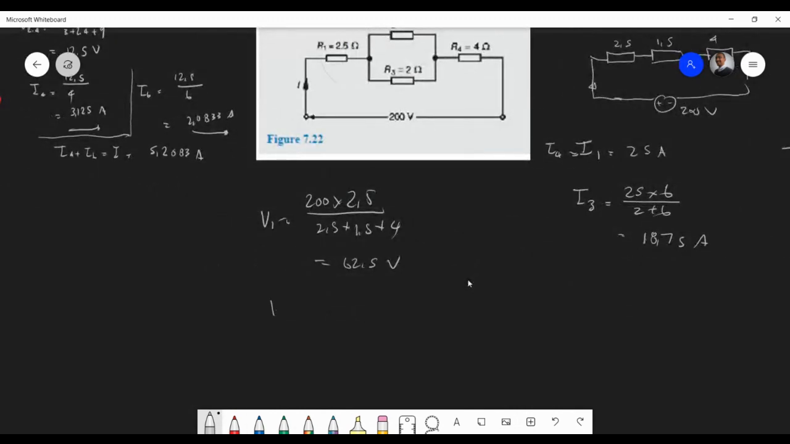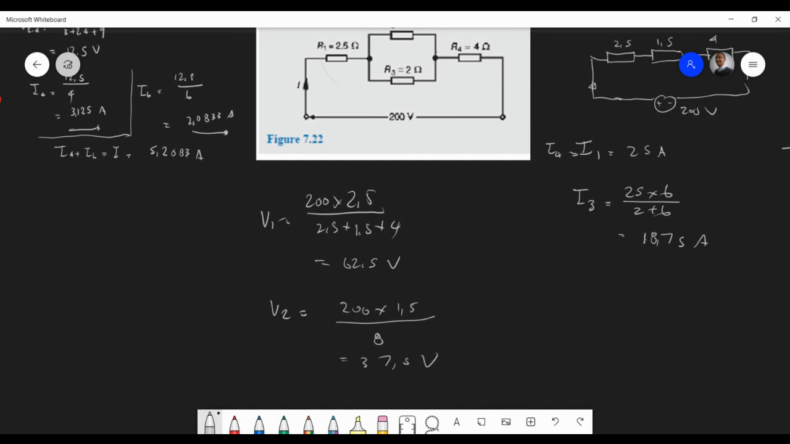V2, we can do something similar. 200 times 1.5 divided by, let me just get the total resistance instead of writing it out the whole time. That's 8, the bottom. So what's my next voltage? 8 times 1.5, sorry. 37.5.